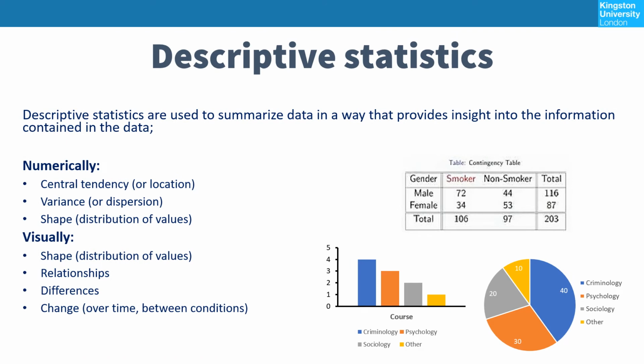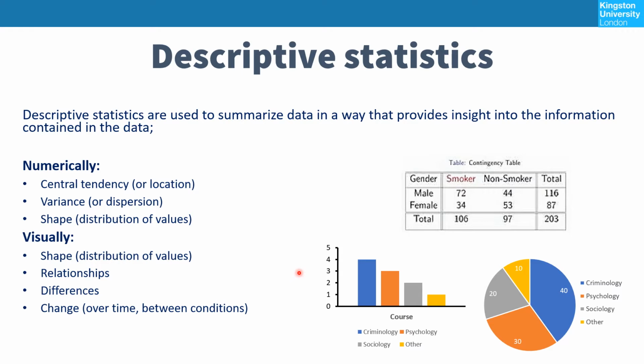Descriptive statistics allow us to summarize our data and maybe provide some insight into what the data actually contains. So we can do this either numerically through tables that contain central tendencies, variation and dispersion, or even the shape of the distribution of our data. But we can also do this, of course, visually using different methods such as bar charts or pie charts in order to display the shape, the relationships, even the differences that we might have between different groups.